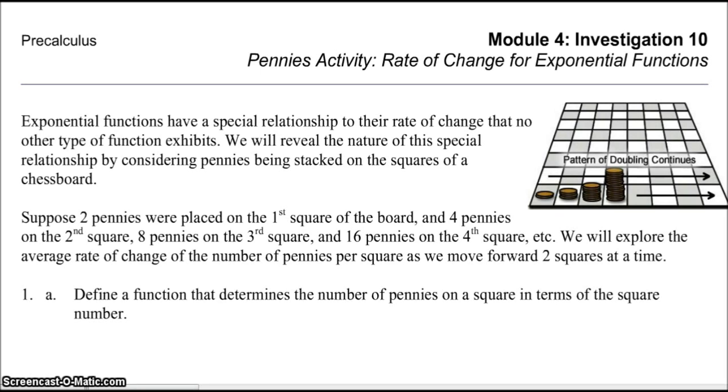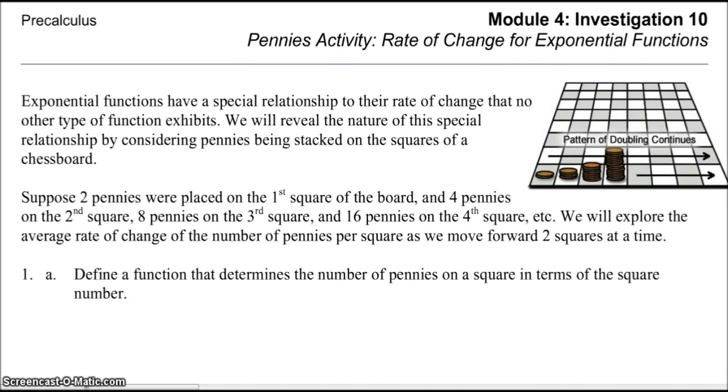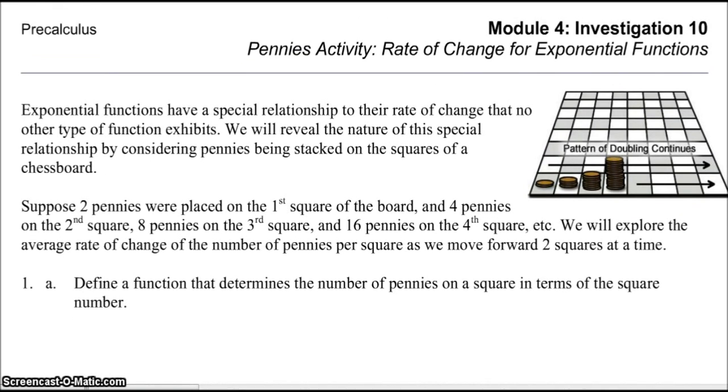Suppose 2 pennies were placed on the first square of the board, 4 pennies on the second square, 8 pennies on the third square, and 16 pennies on the fourth square, etc. We will explore the average rate of change of the number of pennies per square as we move forward 2 squares at a time. 1a. Define a function that determines the number of pennies on a square in terms of the square number.